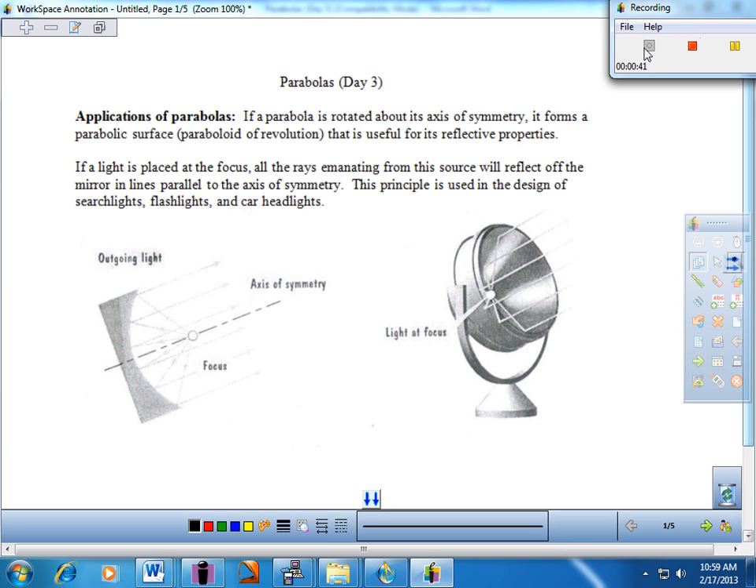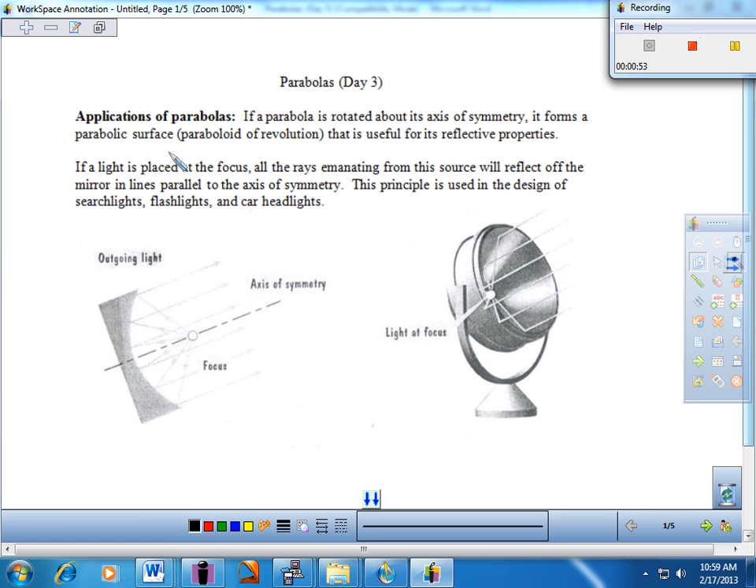If a parabola is rotated about its axis of symmetry, think about it being rotated infinitely fast about its axis of symmetry, it would form a three-dimensional figure. And that three-dimensional figure is a parabolic surface called a paraboloid of revolution. That's what we're going to be taking a look at today, paraboloids of revolution. And it's useful for its reflective properties.